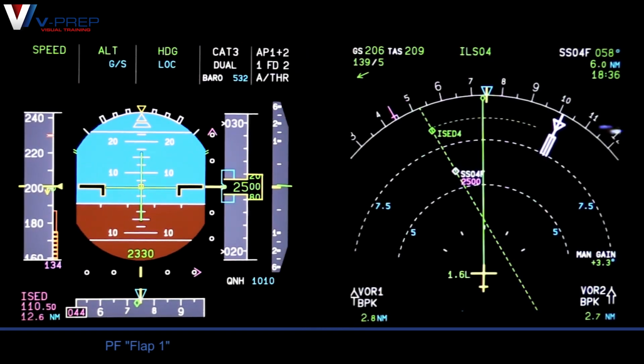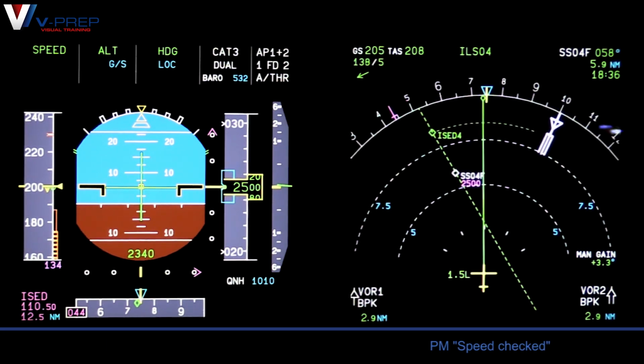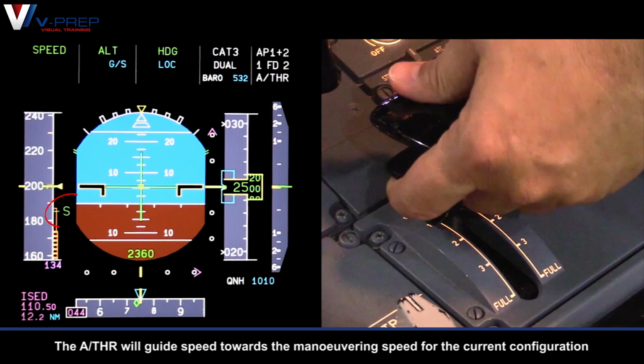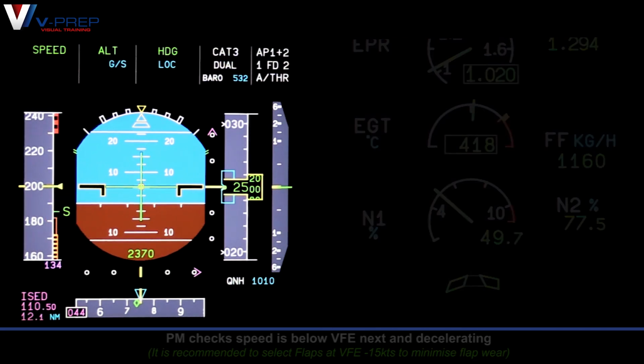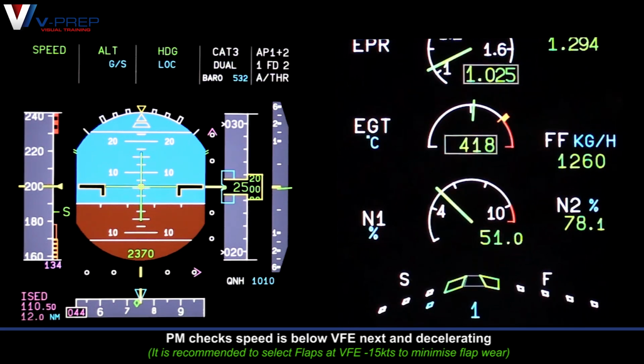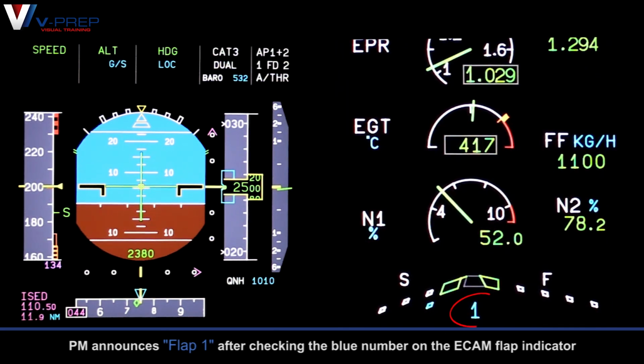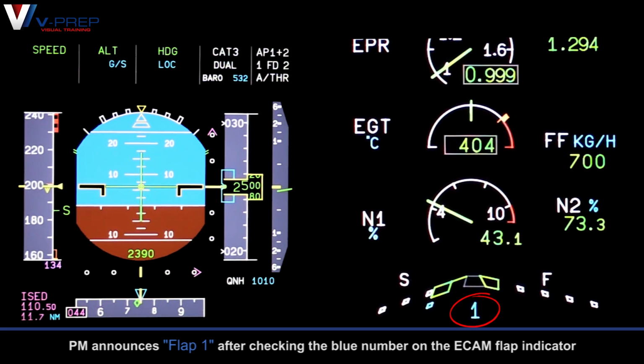Flap 1. Speed check. The auto thrust will guide speed towards the maneuvering speed for the current configuration. Pilot monitoring checks speed is below VFE next and decelerating. Pilot monitoring announces Flap 1 after checking the blue number on the ECAM flap indicator.